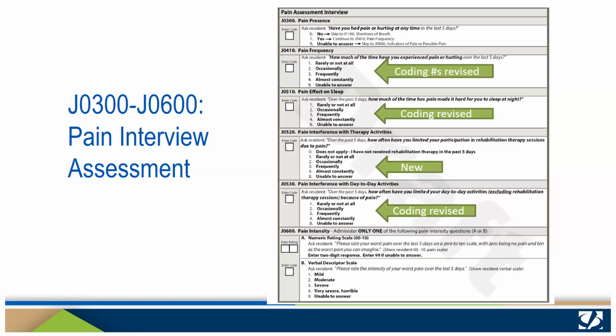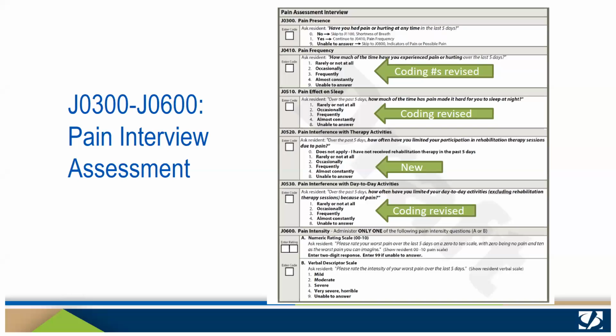So you can see here that it's been renumbered. So 1 is now rarely or not at all. 2 is occasionally. 3 frequently. 4 almost constantly. And 9 unable to answer. Then we're going to ask, how much of the time has the pain made it hard for you to sleep at night? And again, the answers are the same. The coding was just revised.